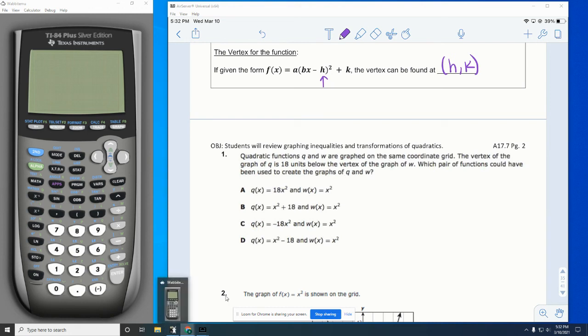So remember, you can use a calculator. Just because we didn't on the review does not mean that you can't use it. So don't be afraid to use those calculators as needed.